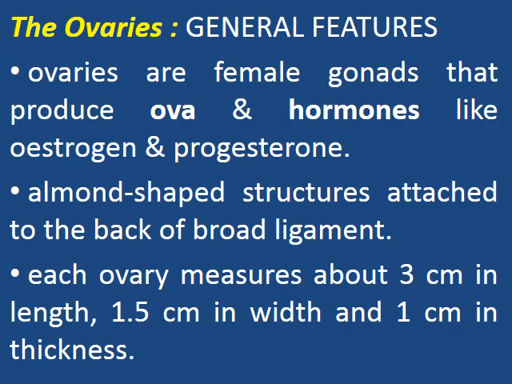Coming to general features of the ovary, ovaries are female gonads that produce ova and hormones like estrogen and progesterone. Ovaries are almond-shaped structures attached to the back of broad ligament. Each ovary measures about 3 cm in length, 1.5 cm in width, and 1 cm in thickness.